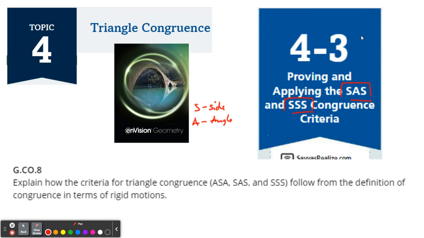SSS, 3 sides. So today we're going to try to prove these ideas, which is going to be a little bit cumbersome. It's going to involve some transformations. But to me, more importantly, is can you apply them? Okay. All right.